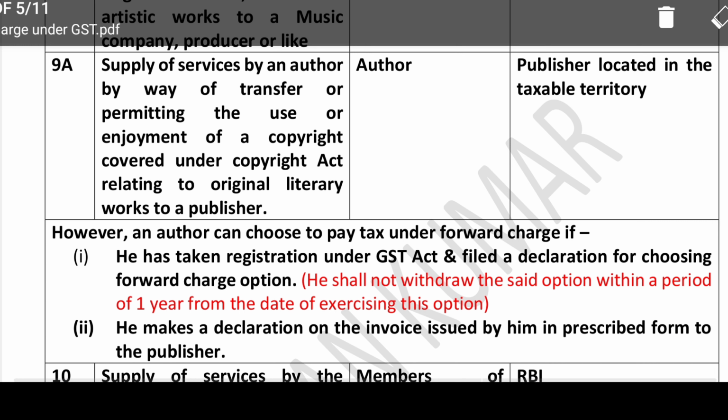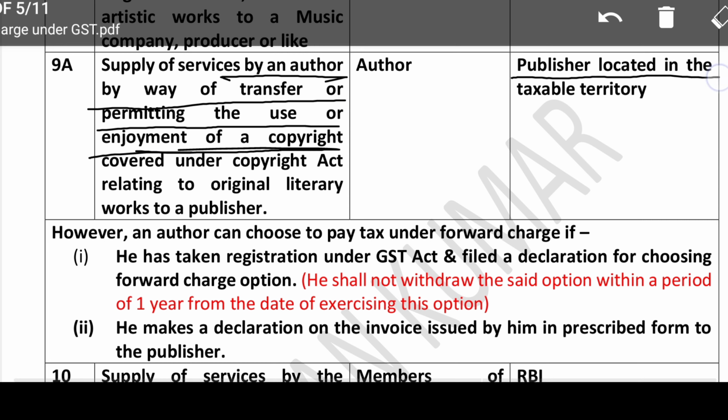And supply of services by an author by way of transfer of permitting the use or enjoyment of a copyright to a publisher. Then in this case also, like the previous case of music composer, the publisher is liable to pay GST. However, an author can choose to pay tax under forward charge. This option is only available to the author, not to the music composer. He can pay the GST on forward charge on his option.